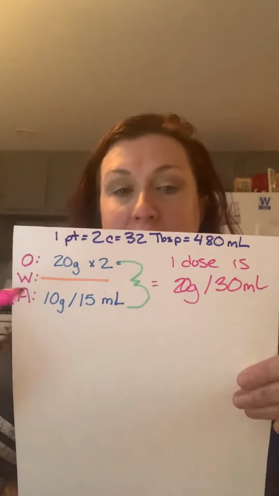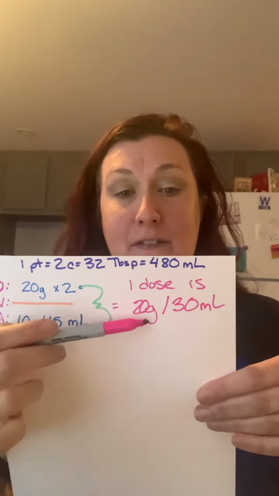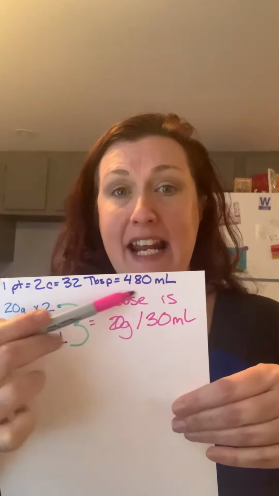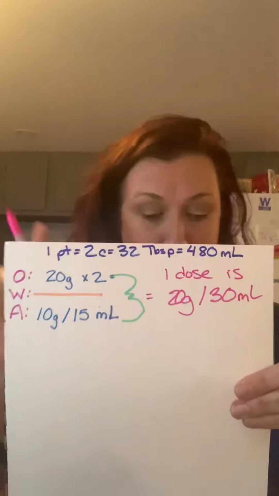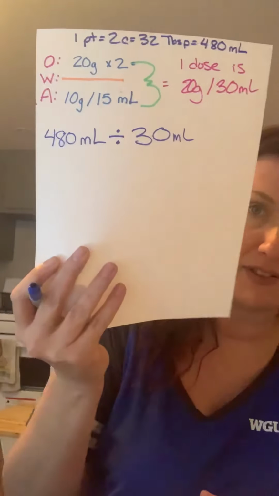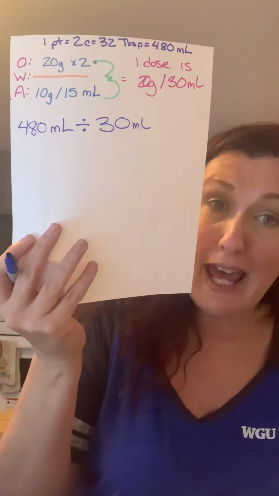So if I have a pint, which is 480 mils, how long is that supply going to last? First of all, I write down my known. So I have 480 mils, and I know that 1 dose is 30 mils, and I have to take that twice a day. So now I'm going to divide that by 2, because twice a day.